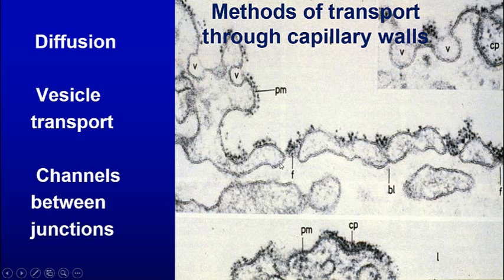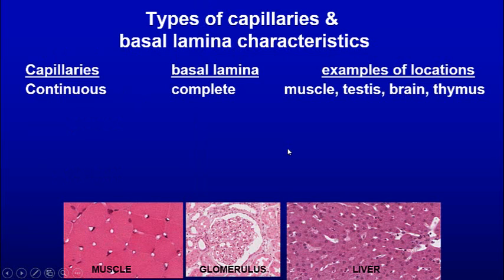There's actually different methods of transport. You have vesicle transport, as we just saw. There's also channels that go through there, between there, and junctions between adjacent cells. Then there's different types of capillaries. There's continuous capillaries, and that's what we have in muscle, testis, brain, and thymus, and the basal lamina is complete.